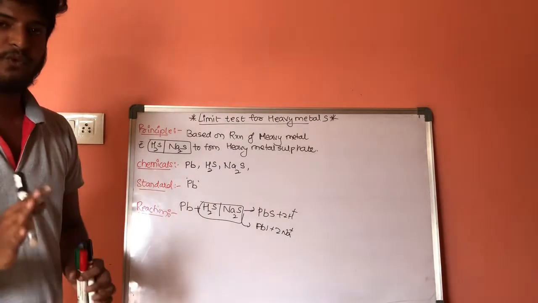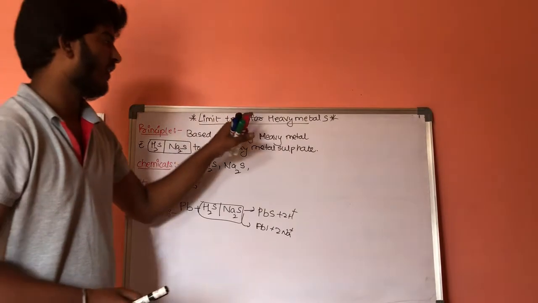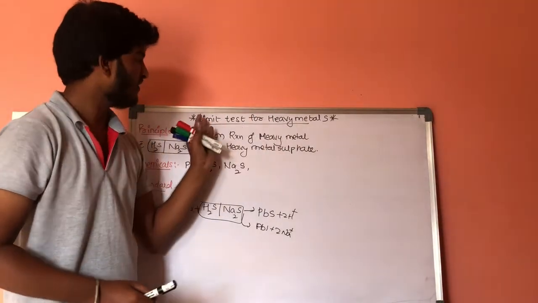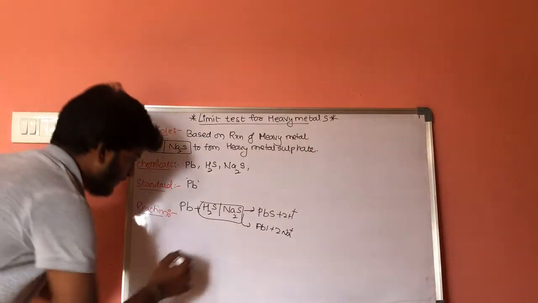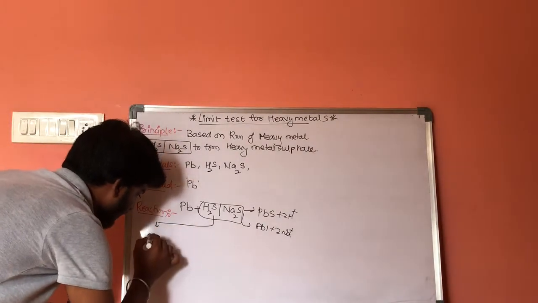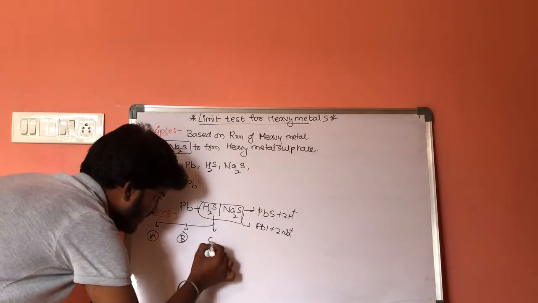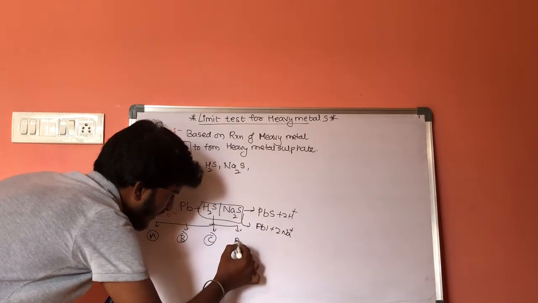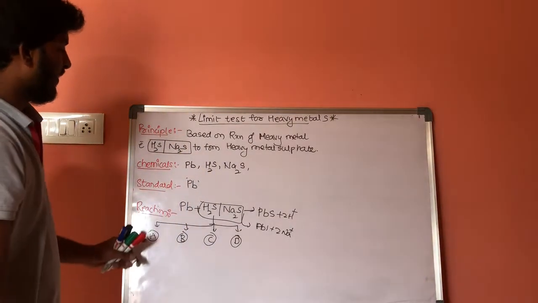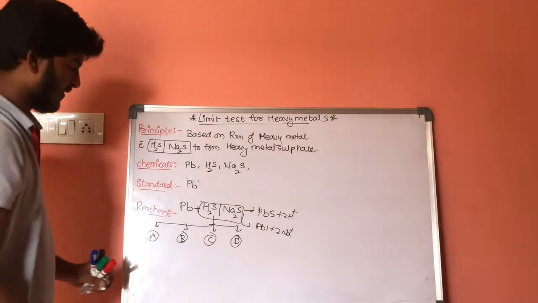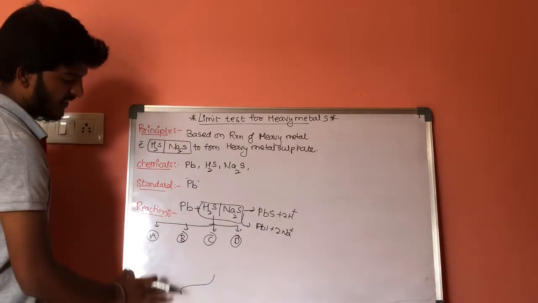totally there are 4 different types of methods present to do this limit test of heavy metals. That is method A, method B, method C, and method D. There are totally 4 different types of methods present officially, but only 3 will be used by us.